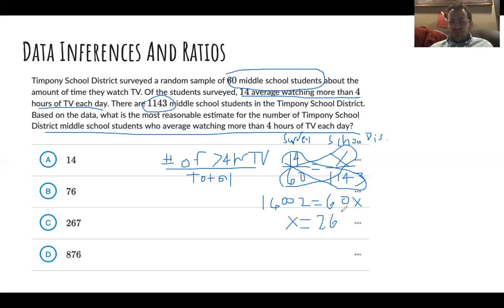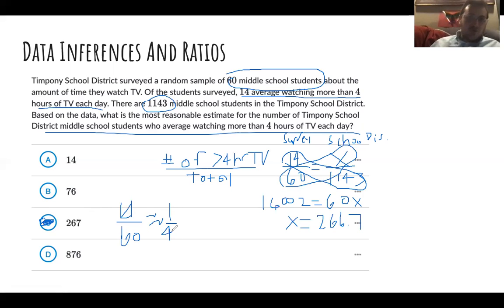Now you could also approximate this by saying that 14 out of 60 is approximately 1/4. And I could ask myself, what's about 1/4 of 1,000 or so? And we would see that that's maybe about 250. So 267 would be kind of in the ballpark.